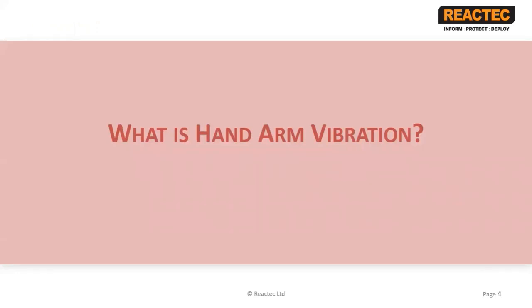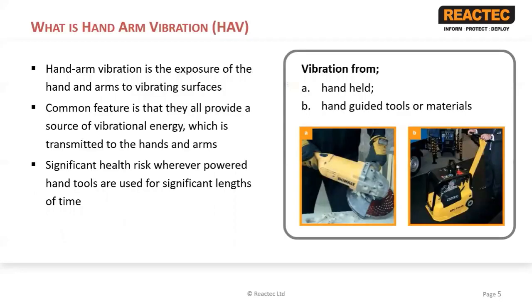So what is hand-arm vibration? Hand-arm vibration is the exposure of the hand and arms to vibrating energy. This can be from handheld tools, but also hand-guided tools or materials. So it's not necessarily a power tool.